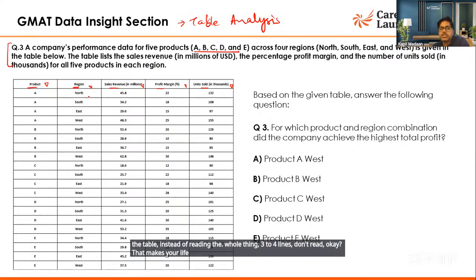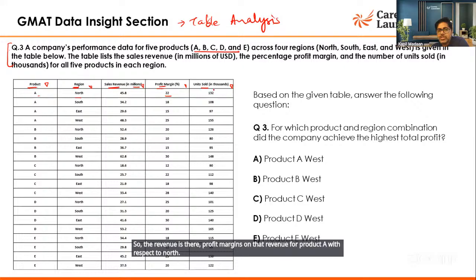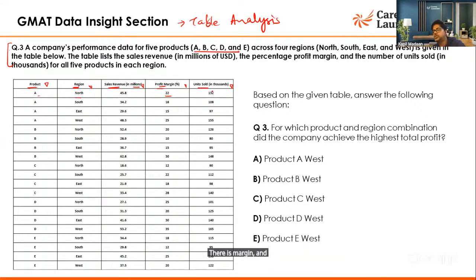So here regions, some regions are given, and there is some sales revenue in millions. This is important. So the revenue is there. Profit margins on that revenue for product A with respect to North, there is margin, and that's the unit number of the units sold. So you can calculate a lot of things based on the information which is given. So if the sale is given, number of units, you can find out what is the per unit cost and so on and so forth. A lot of things.